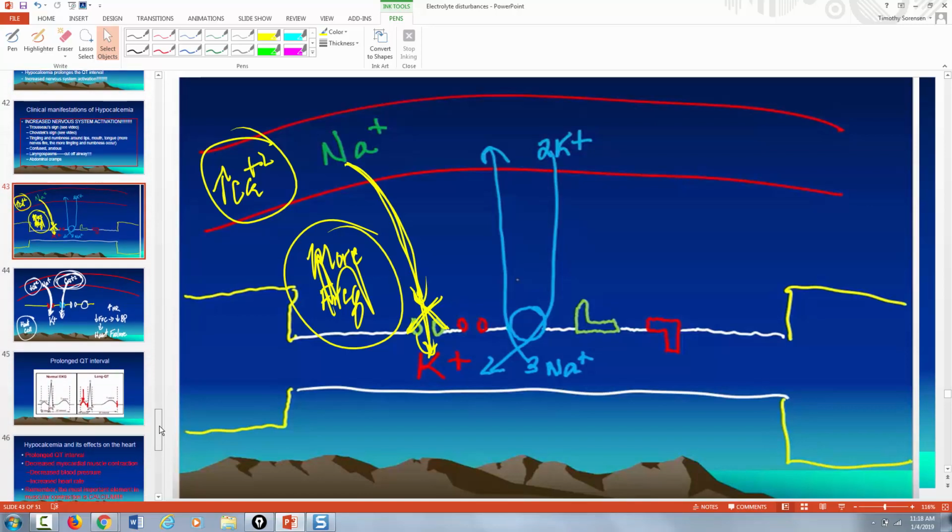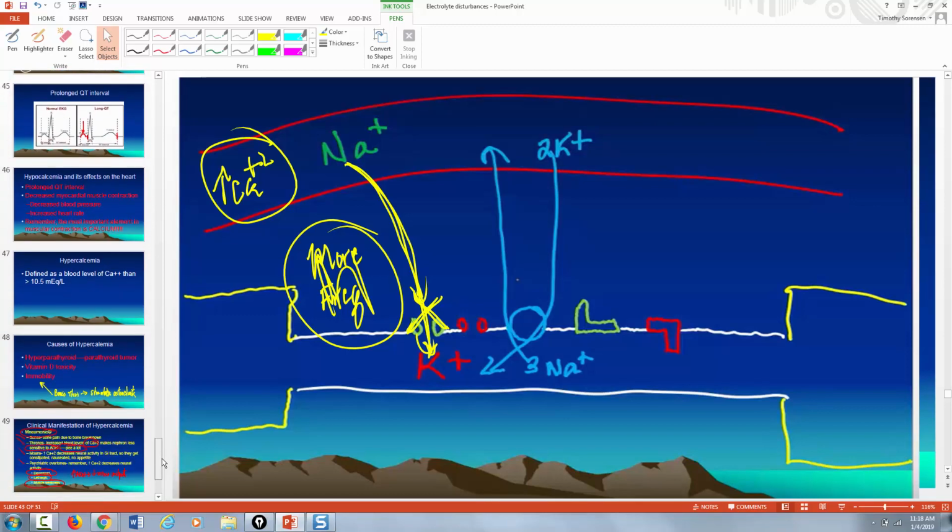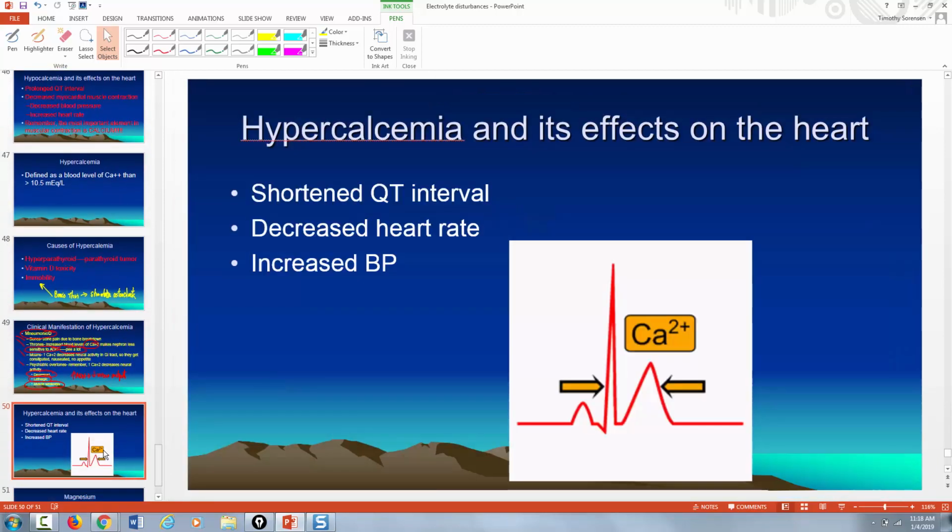Now, one of its big effects on the heart is that it decreases the QT interval. So you're kind of squishing the EKG complex closer together. So calcium makes that QT interval shorter. It also is going to decrease your heart rate. So they can develop bradycardias, right? Bradycardia, brady means low or slow.